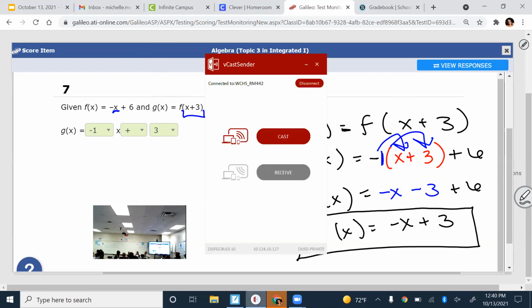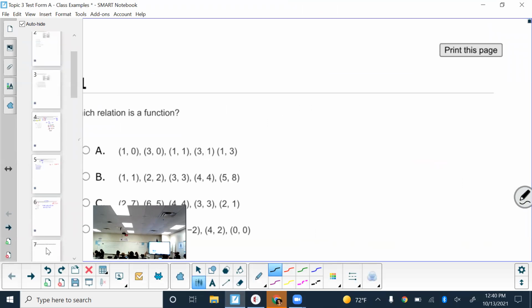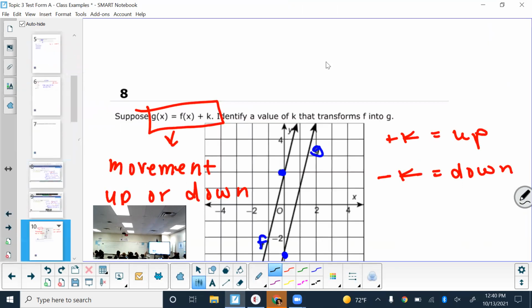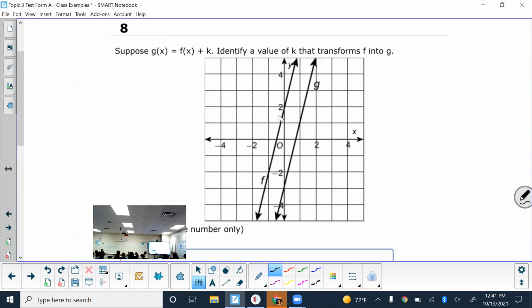Yes? Number 8? Okay. So then, all right, this one's a good one. So you'll see it again tomorrow. It'll just be a different graph. But suppose g of x equals f of x plus k. So this you should recognize from the 3-3 lesson about transformations.